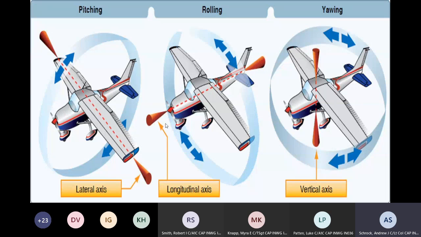Now, you have your longitudinal axis. If you stuck a rod from the propeller at the front of the airplane all the way to the tail, that would be your longitudinal axis, and the airplane moves around this axis by rolling. Then you have your vertical axis. If you were to stick a pole from the top of the airplane all the way through to the bottom, that would be your vertical axis, and the airplane moves around this axis by yaw.